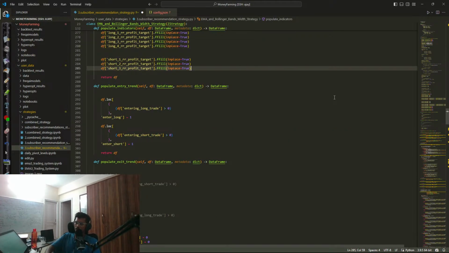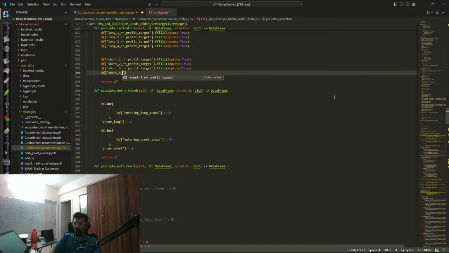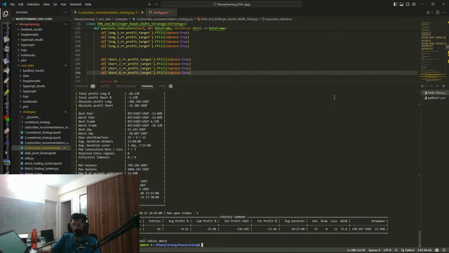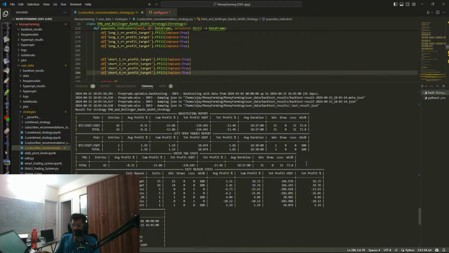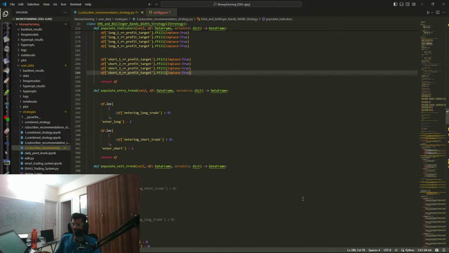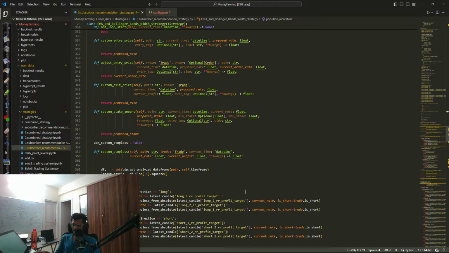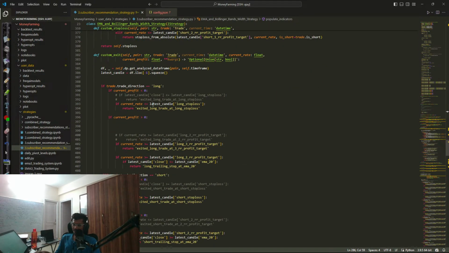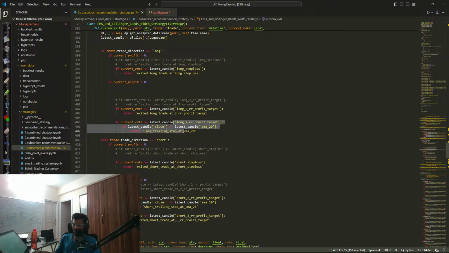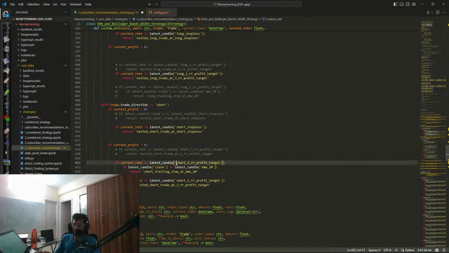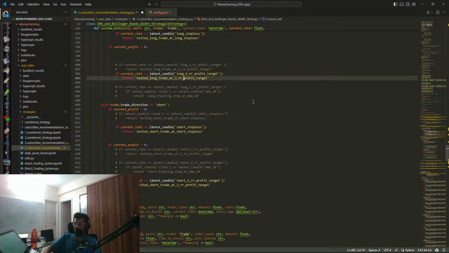In place true, short 4 RR profit target. In place true. So this is the result on 1:3. Okay, so let's test it on 4. So I'm going to take it down. Instead of 3, I'm just going to put 4.